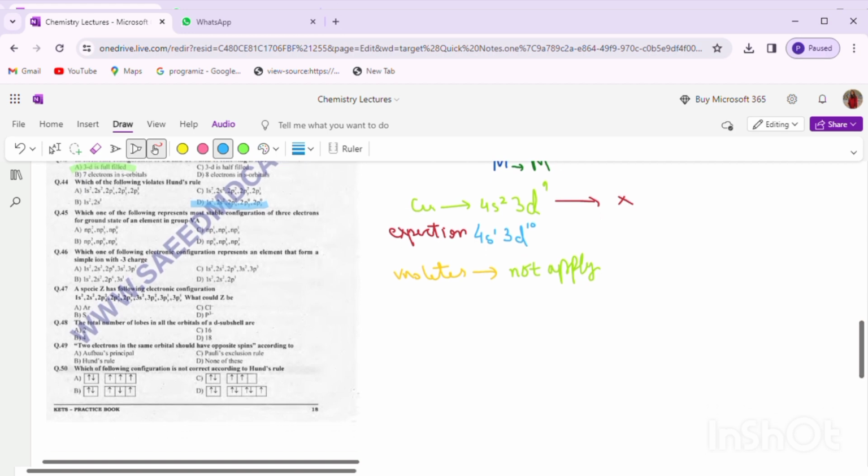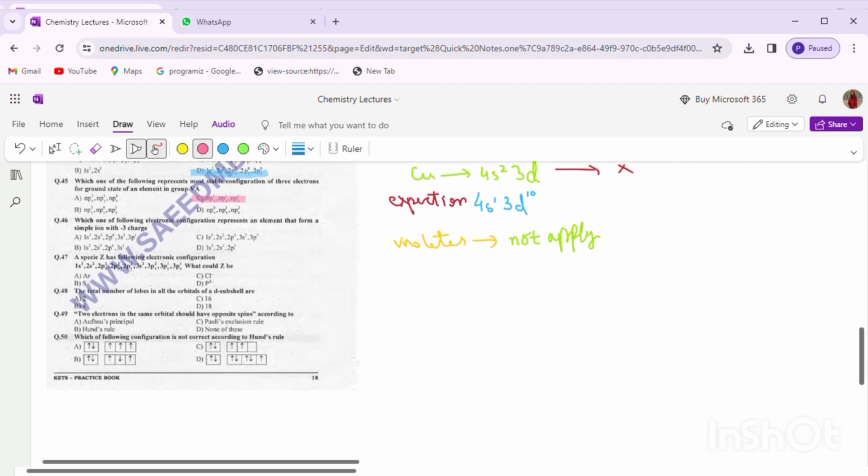45th MCQ: which one of the following represents the most stable configuration of 3 electrons for the ground state of an element in group 5A? We need to identify the correct option for it, right? So as you can see, this is correct according to Hund's rule. The others are all wrong, because if these 2 electrons go into one orbital, this doesn't apply Hund's rule. However, one electron would go to each orbital first, right?